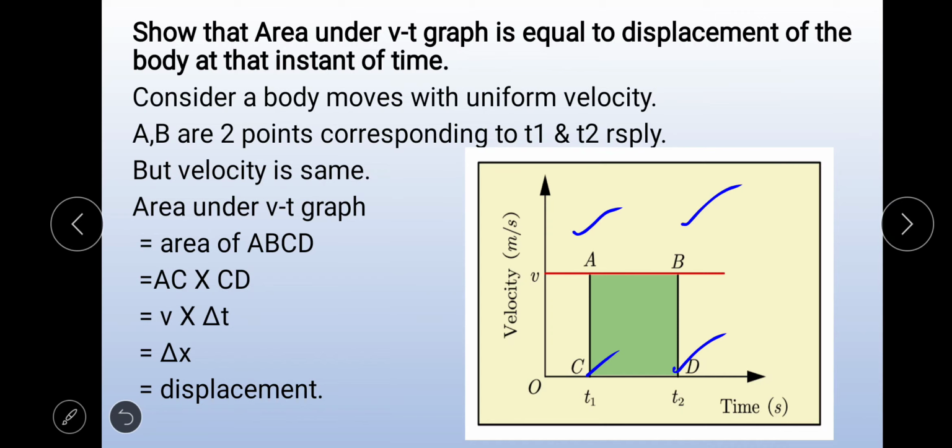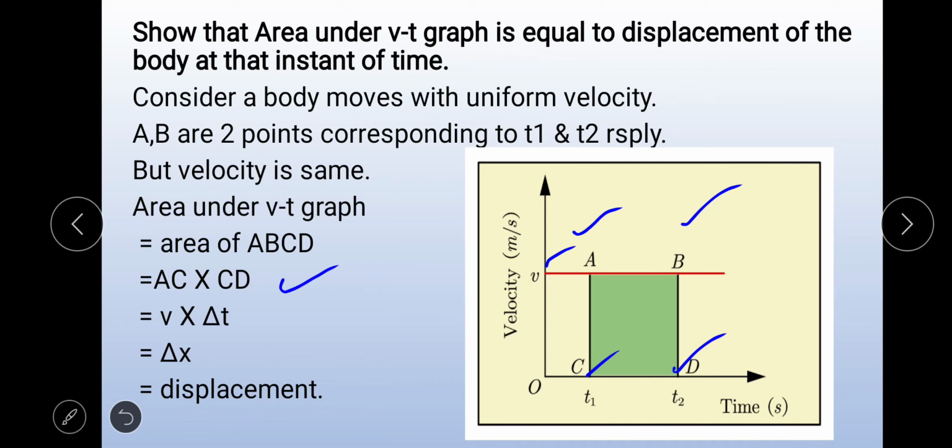First calculate the area under the VT graph. Here a rectangle is formed. Hence the area under the VT graph equals the area of rectangle ABCD, which is length into breadth, that is AC into CD. According to this graph, AC is V minus 0, that is V, and CD is T2 minus T1, which can be written as delta T.